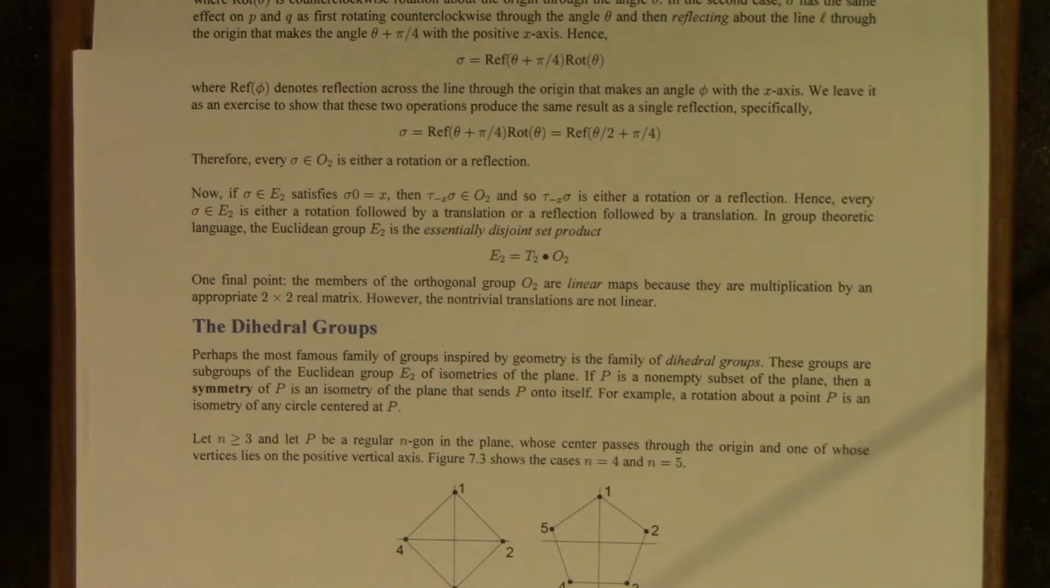As a final point, the members of the orthogonal group are linear maps because they're multiplication by an appropriate 2x2 real matrix. But the translations are not linear except for the trivial translation, in other words, the map that does nothing, the identity.